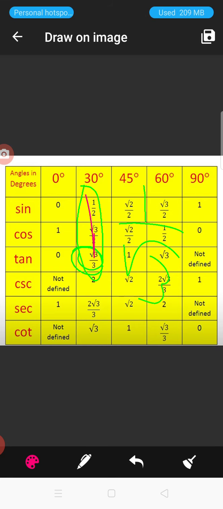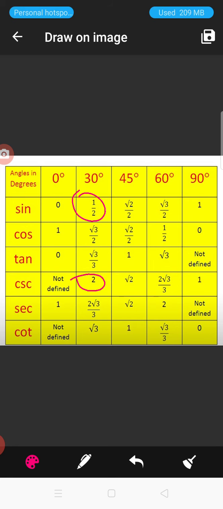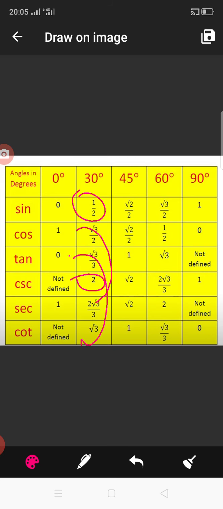Now using these 3 ratios, you can find the cosec. 1 by 2 will be converted into 2. Root 3 by 2 will be 2 upon root 3. And cot of 30 is root 3. In this way, you can learn this. Same way, using 45, you can write these ratios. If you know sin cos, you can find tan.